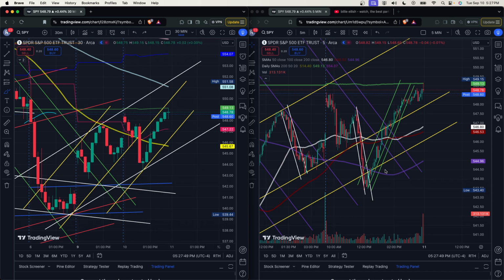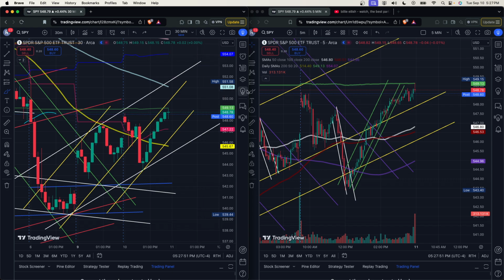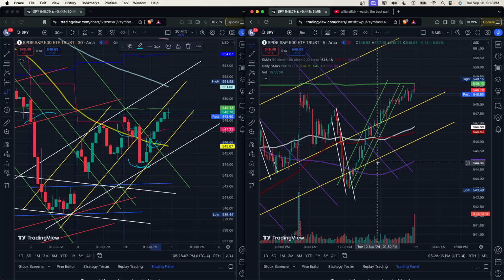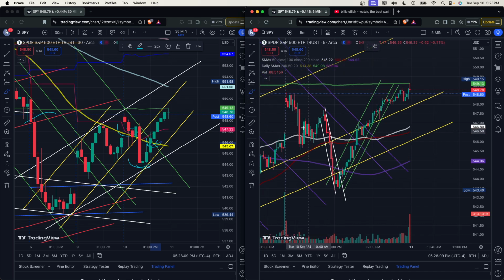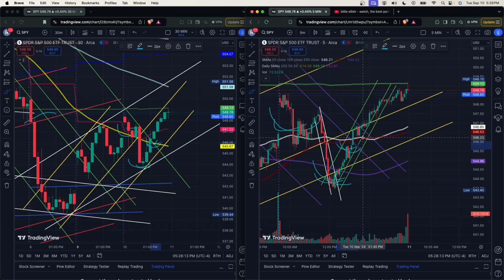So now we have to look at the structure. On the 5 minute, I can clearly show it to you, as well as the 30 minute. So left shoulder, head, right shoulder right here, so pretty easy to see. And same in the 5 minute, left shoulder, head, right shoulder right here, and another right shoulder right here. And then that gave us a strong move up with this strong green buying algo.